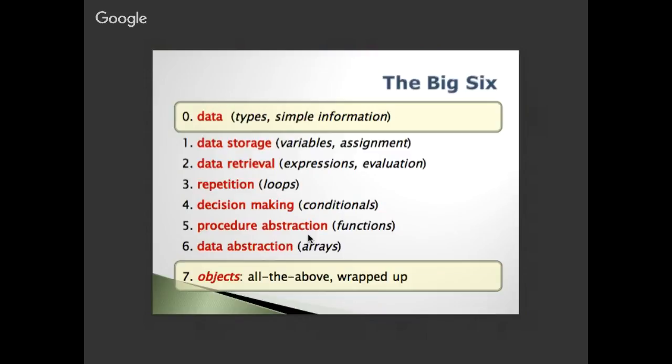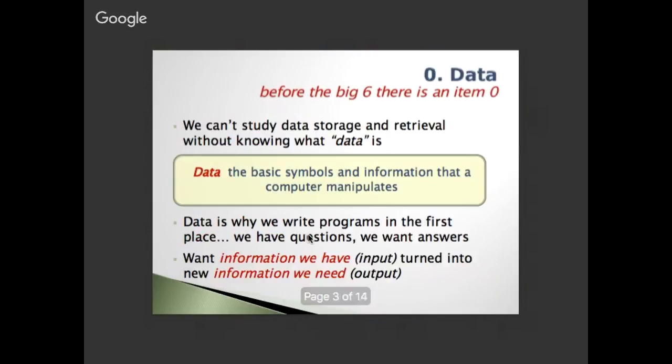How you can take a Windows DOM and push Java and pull Java from that Windows DOM and from any web browser. It'll work. So data, before the big 6, there's an item 0. We can't study data storage and retrieval without what data is. It's basically symbols, information that a computer manipulates.